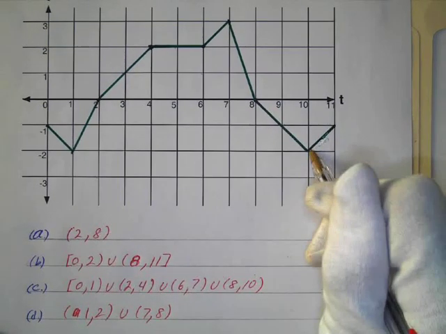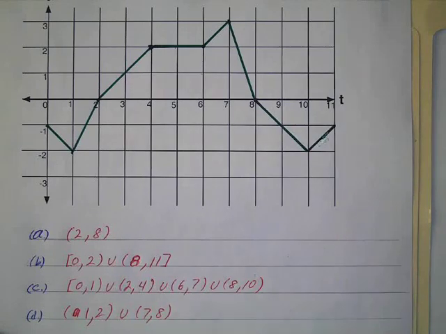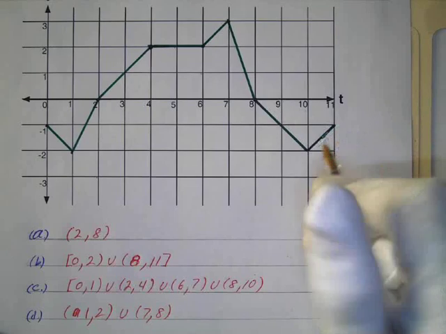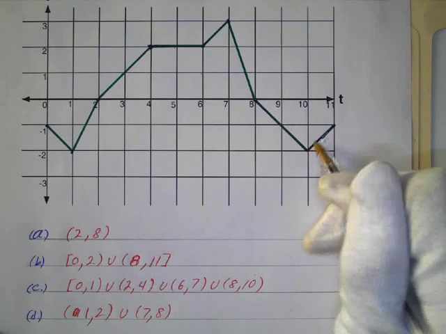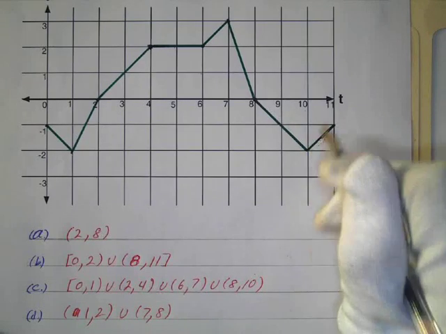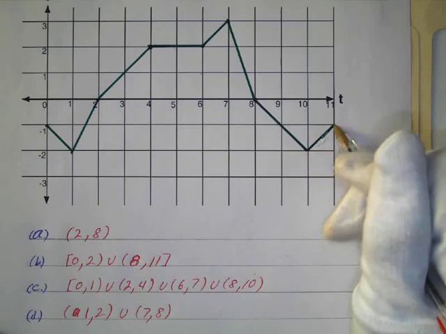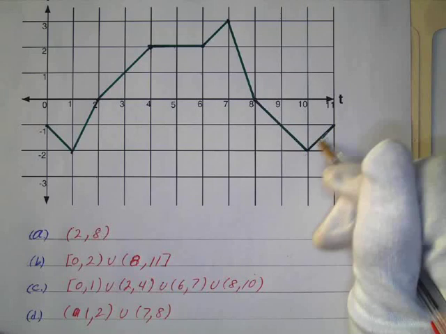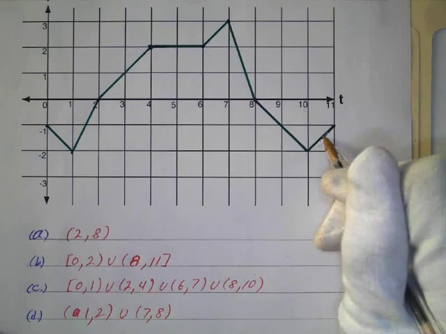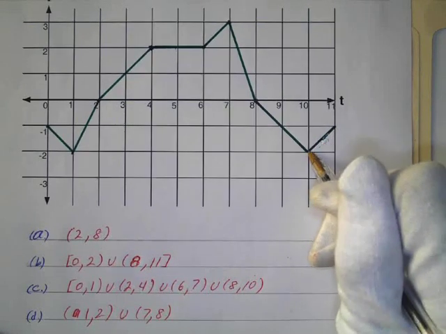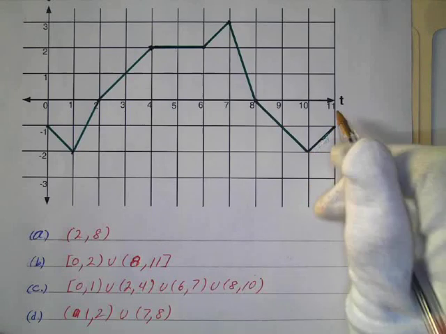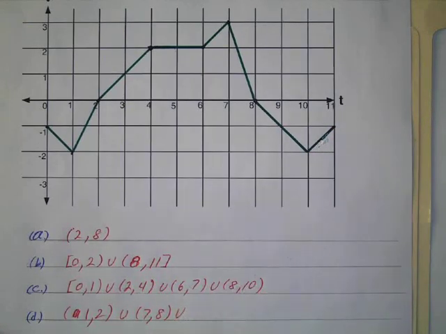And then over here from 10 until 11, we are again slowing down because the velocity is negative, since it's below the graph, but the acceleration is positive because the slope is positive. So opposite signs means it's slowing down, or you can think of it as moving towards the 0. So that's going to be the union with 10 to 11.